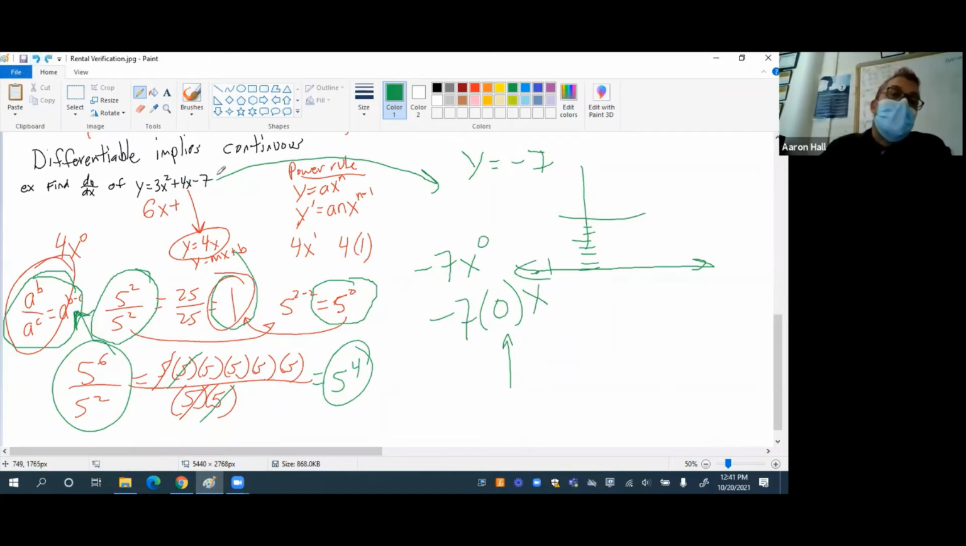Which makes sense, because what does this mean as far as a transformation? Doesn't that -7 as a transformation, all that means is the graph gets shifted down 7 units? So none of the slopes change. The graph just gets shifted down. So that makes sense why we ignore that piece there. It's just a shift down. The slopes don't change.